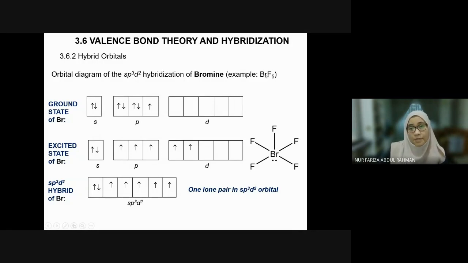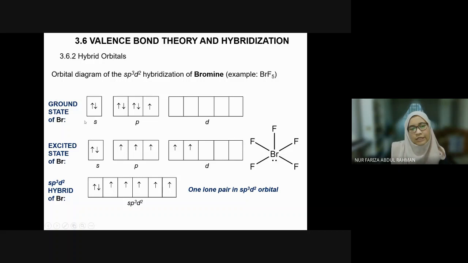When we draw BrF5, this is the Lewis structure for BrF5. We count how many electron groups there are in order to determine the type of hybridization: 1, 2, 3, 4, 5, 6. Six electron groups means the type of hybridization is sp3d2.